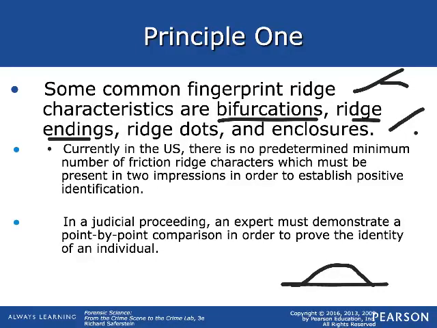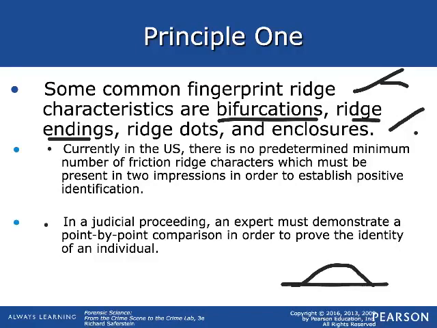Okay, so let me repeat that again. So currently in the U.S., there's no predetermined minimum number of ridge characteristics that have to be present in two impressions in order to establish positive identification. Some people say 8, some people say 16, so they haven't come up with a solid number that they have to match.